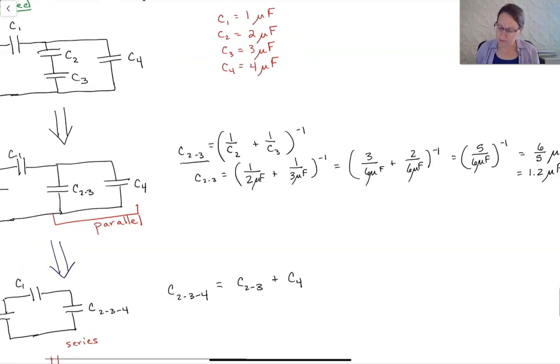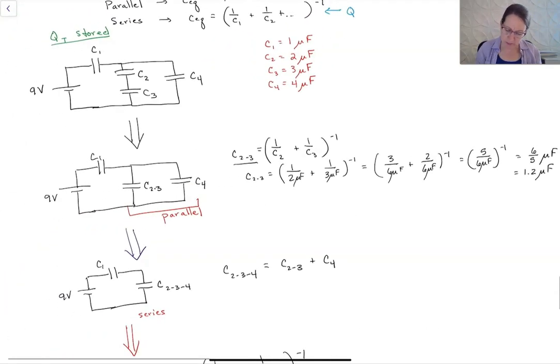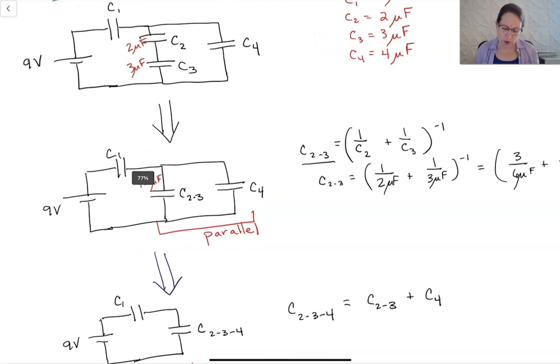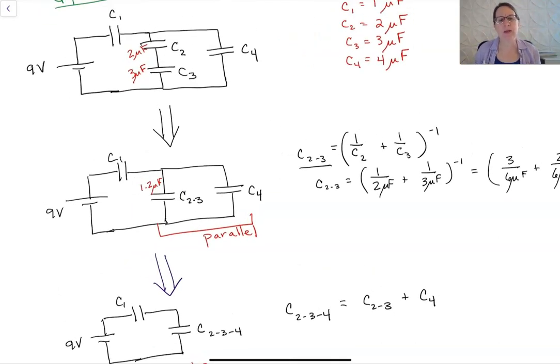So notice what happened. I had 2 microfarads and 3 microfarads, and it gets replaced by an equivalent capacitance of 1.2 microfarads. So we've reduced the overall capacitance, which really shouldn't be a surprise, because when they're in series like this, they have the same charge, so they're not storing overall as much charge.